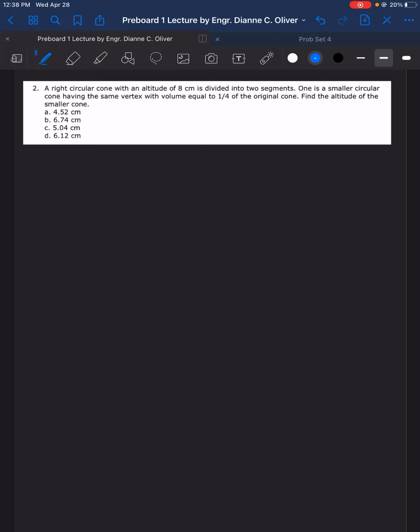So it means it is a cone that is divided, not vertically, but horizontally, because it says there is a smaller circular cone. So that's the idea there. So what is the altitude of this smaller cone? That is letter A, 4.52 centimeters, B, 6.74 centimeters, C, 5.04 centimeters, or D, 6.12 centimeters.